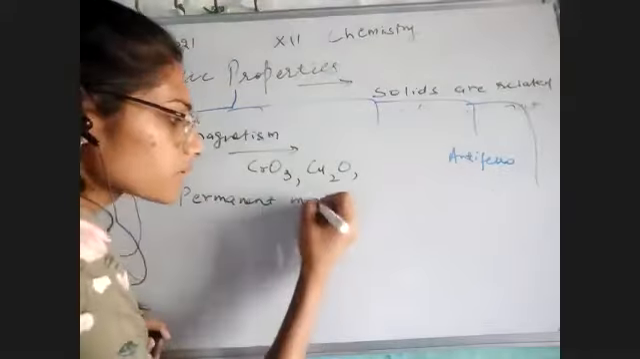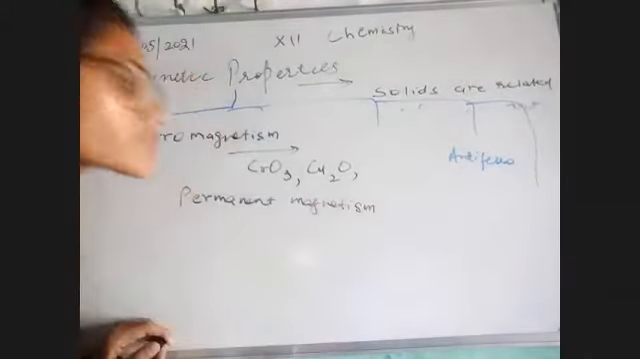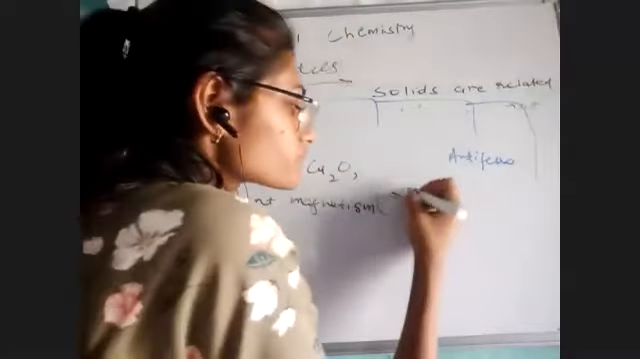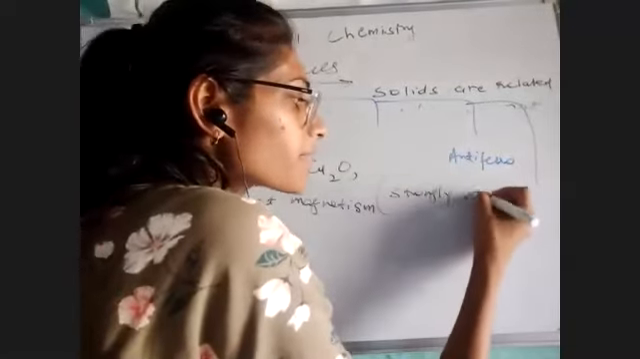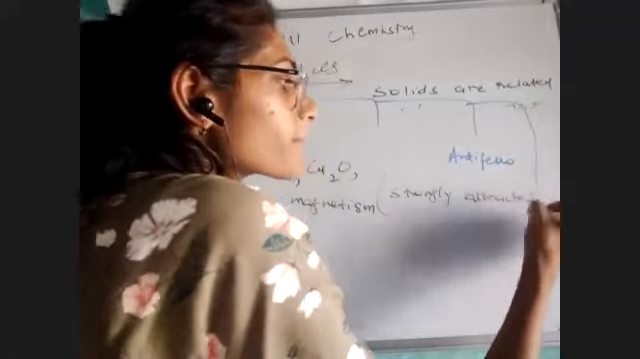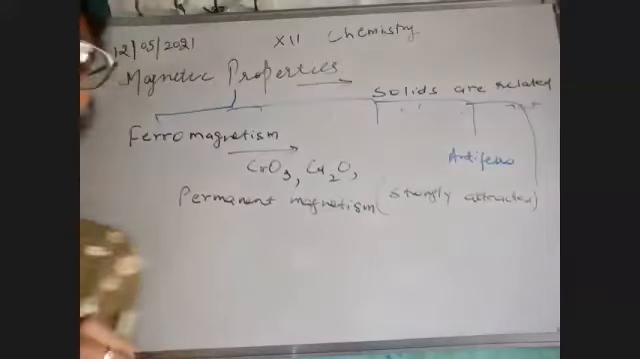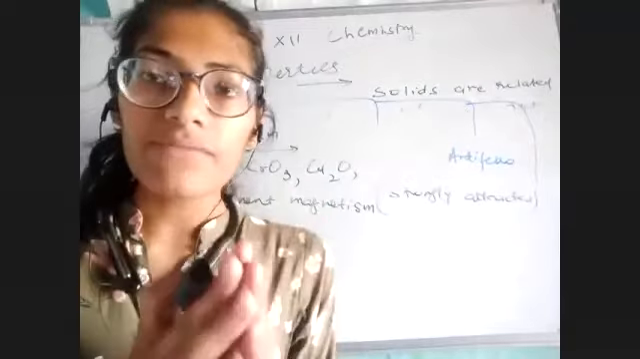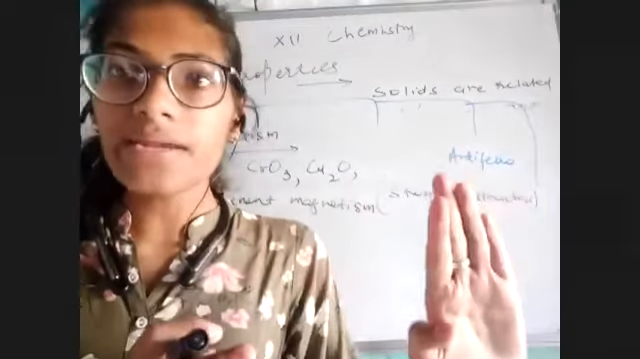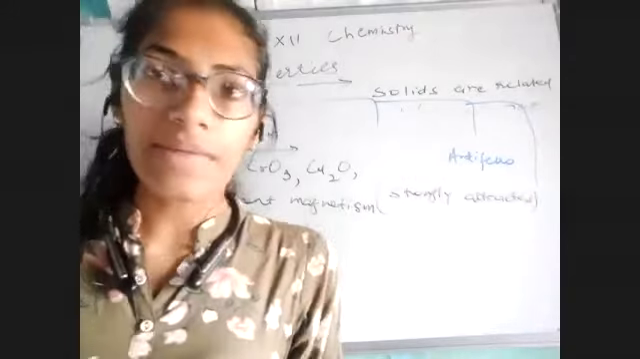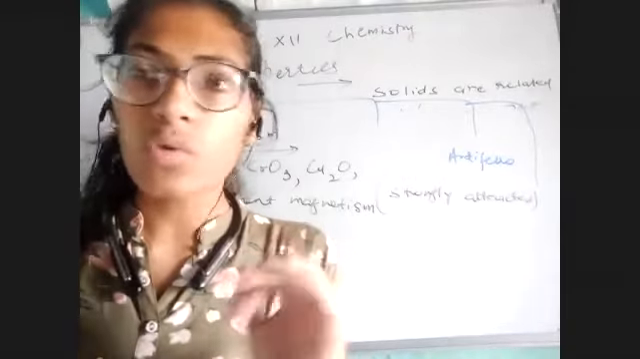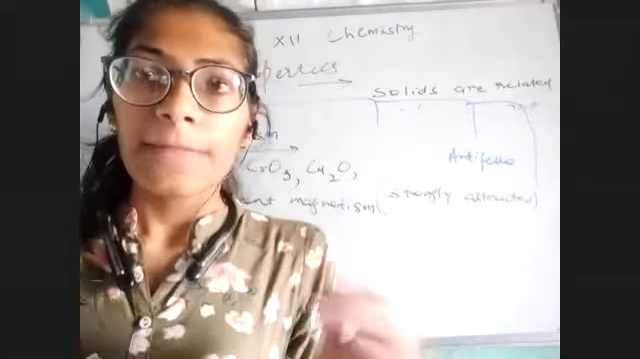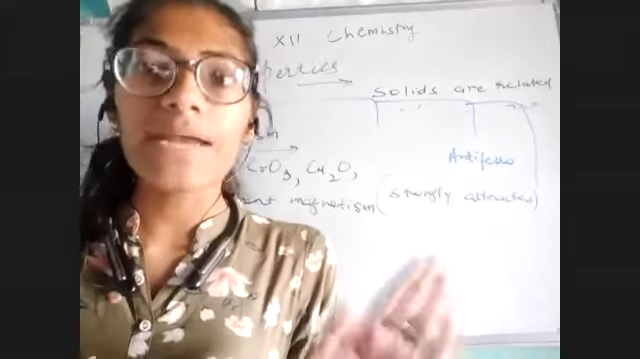Now, you should have a query: what does permanent magnetism mean? Whatever I was talking about with the diamagnetic and paramagnetic substances, whenever I remove the magnetic field, they start losing their magnetic nature. They won't show any kind of magnetic nature or permanent magnetism.